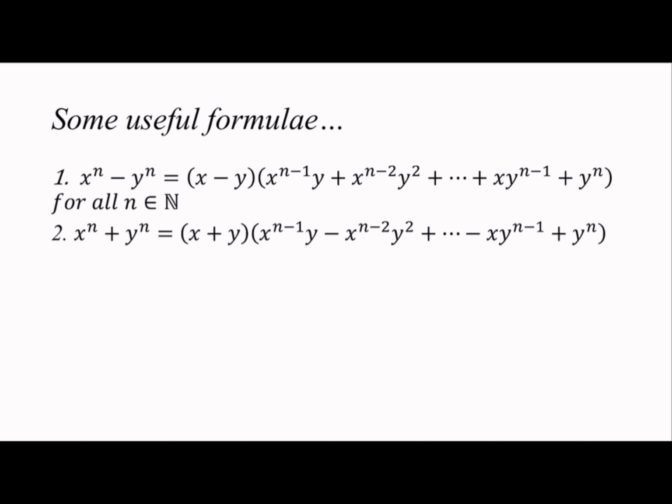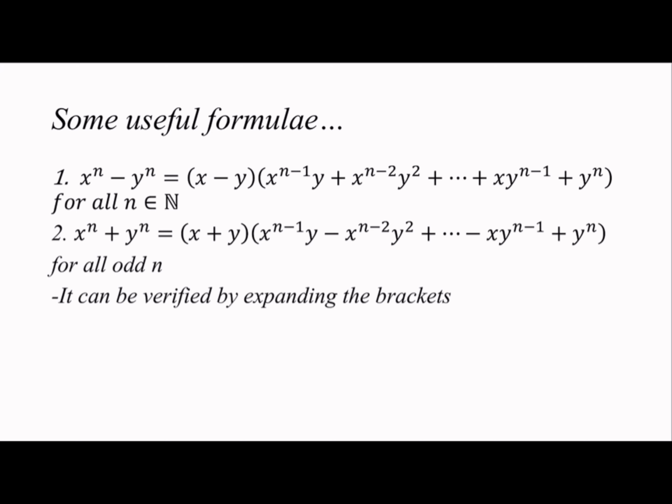And the second formula we're going to use is x to the power n plus y to the power n will be equal to (x plus y) times (x to the power n minus 1, minus x to the power n minus 2 times y, and so on, all the way up to plus y to the power n minus 1). And this is true only for odd natural numbers n. It does not hold for any even numbers. If you want to verify these, you can simply expand the brackets and you can see it's actually pretty trivial. So let's move on.